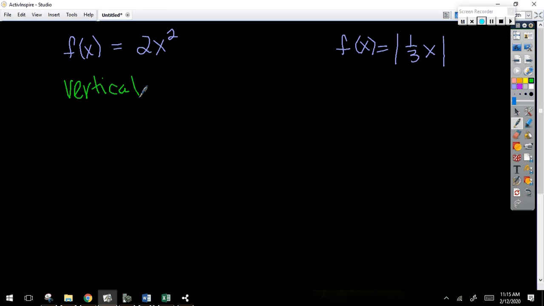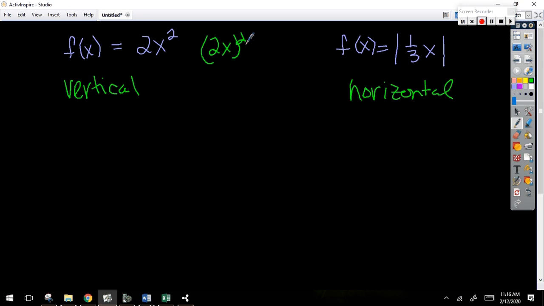Whereas over here, see how it's hooked just to x? It's horizontal. If it looked like this, that's horizontal. It's hooked to the x. Okay? So if it's in the parentheses with it, grouped with it some way, it's horizontal.